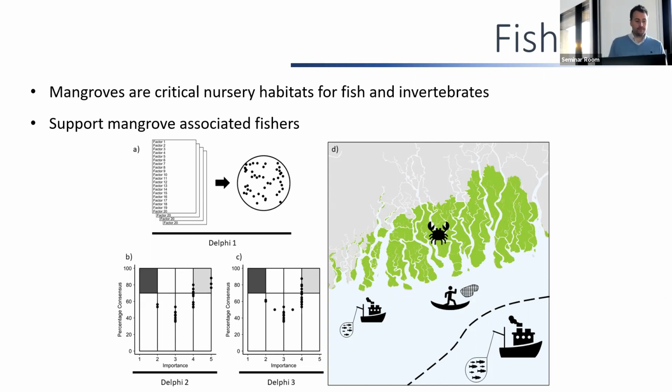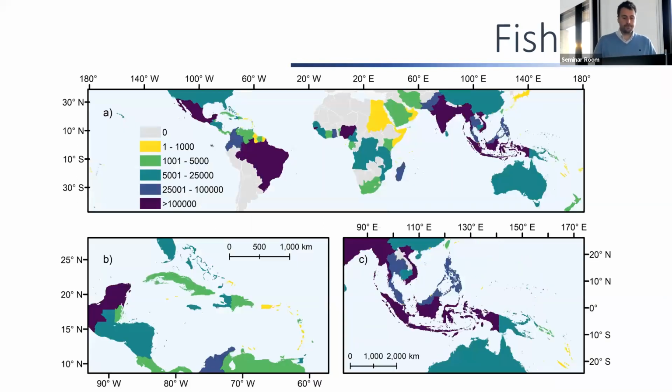So we put these 4 things together in a geospatial model and mapped the amount of mangrove fishes globally. And what we come up with is this map where we estimate that globally there are 4.1 million people associated with small-scale mangrove fisheries globally.